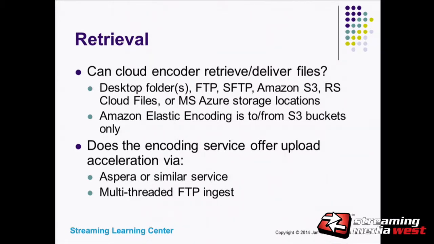Some of the big differences between very small cloud vendors and some of the larger vendors is upload acceleration. Also need to make sure that the cloud encoder can retrieve and deliver the files from where the files are and where they need to be. Amazon in particular is only to and from S3 buckets. So that's kind of a pain if you're working with Azure or if you're working with other delivery, other CDNs or other places you want to send your file.